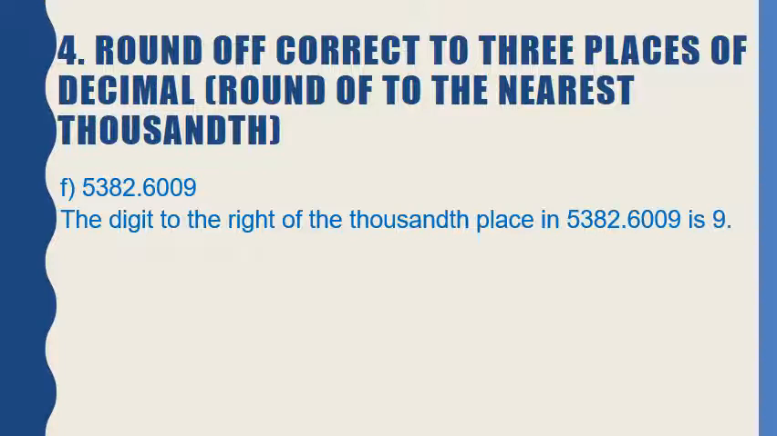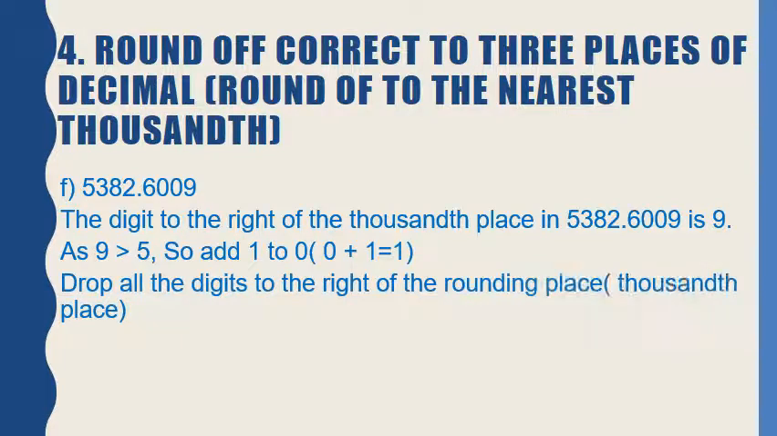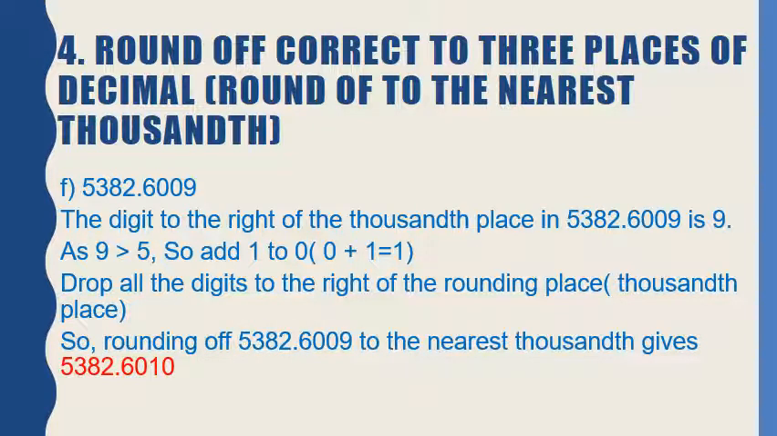Well, the digit to the right of the thousand place in 5,382.6009 is 9. As 9 is greater than 5, so we will add 1 to 0, which is the digit at the thousand place. 0 plus 1 is equal to 1. And we will drop all the digits to the right of the rounding place, that is the thousand place. And so rounding off 5,382.6009 to the nearest thousandth gives 5,382.601.